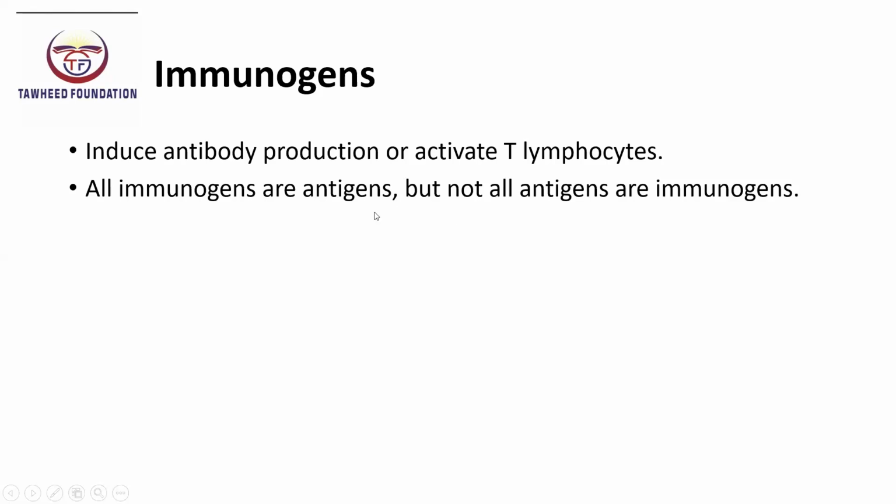For example, large proteins and complex polysaccharides are often immunogenic because they are large and chemically complex, allowing the immune system to detect them as foreign. In contrast, very small molecules may be antigenic. They can bind to antibodies, but by themselves, they do not stimulate an immune response. They are known as haptens, which we will discuss next.